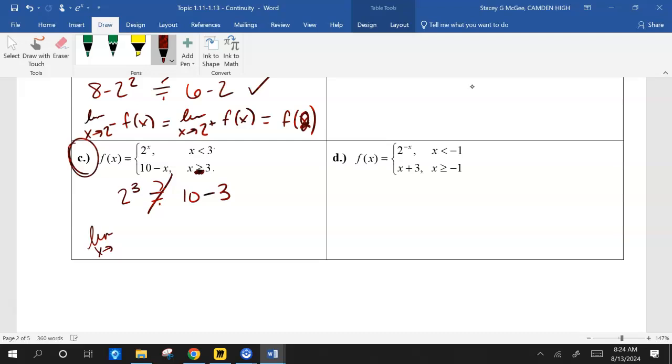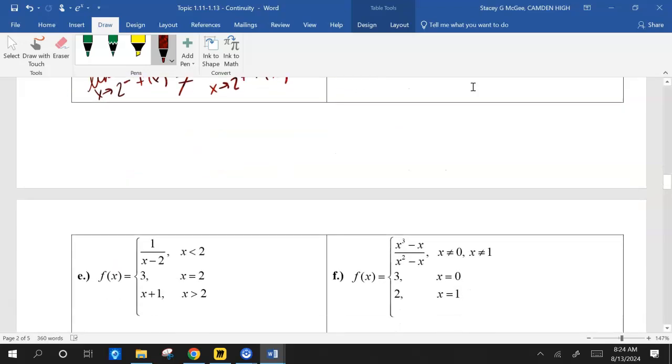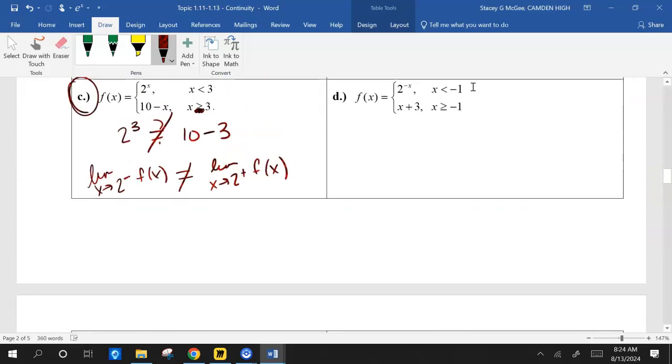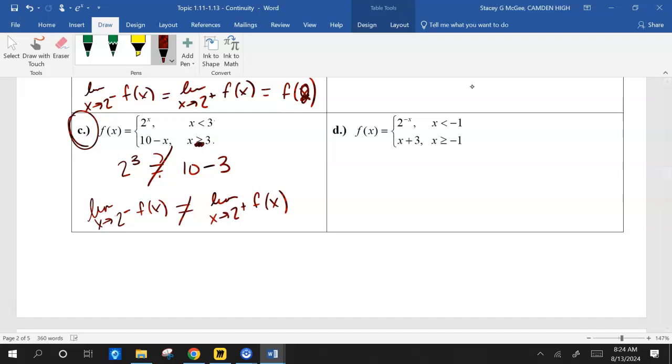I would say the limit as x approaches 2 from the left of f of x does not equal the limit as x approaches 2 from the right of f of x. And that is justification enough on any FRQ, because they're just checking: can you tell the definition of continuity? Can we look at your work and know that you knew the definition of continuity and that's what you just proved? Did you say 3?